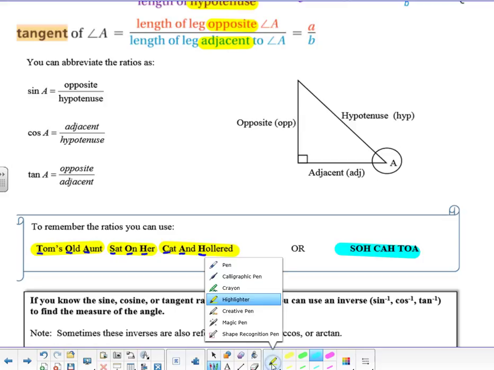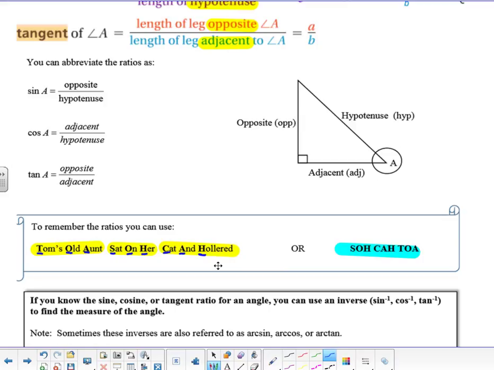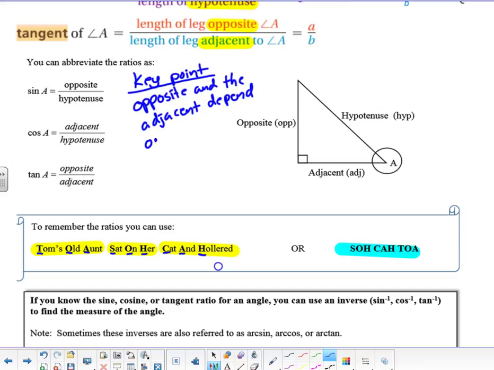Now, here's one of the keys that you have to get with this. When we're labeling the triangle, here's the key point: the opposite and the adjacent depend on which acute angle you use. Okay, so the opposite and the adjacent depend on which acute angle you use.